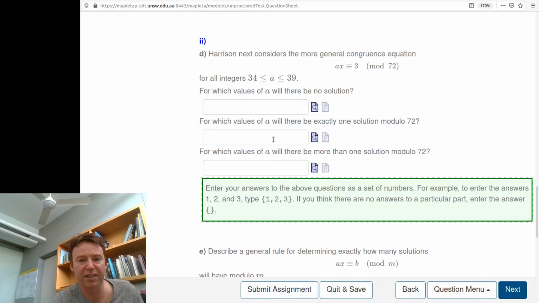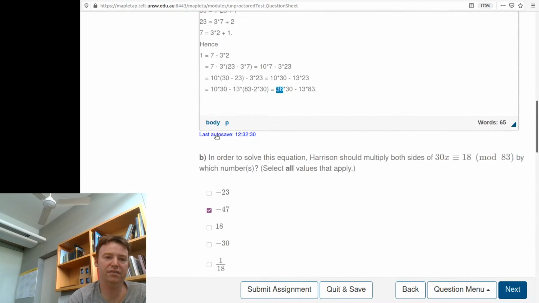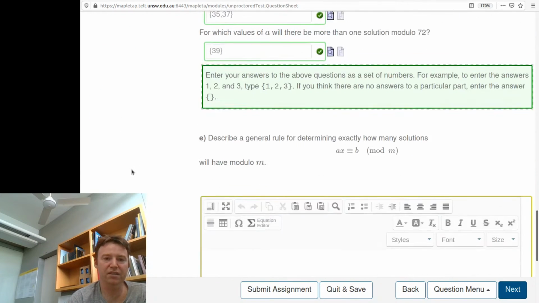So, I'm thinking 34, 36, and 38. For which values of a will there be exactly one solution? That's going to be 35 and 37. For which values of a will there be more than one solution? That's 39. All right. How did we go? Come on, I don't want to do this again. Oh, look at that. Nailed it.